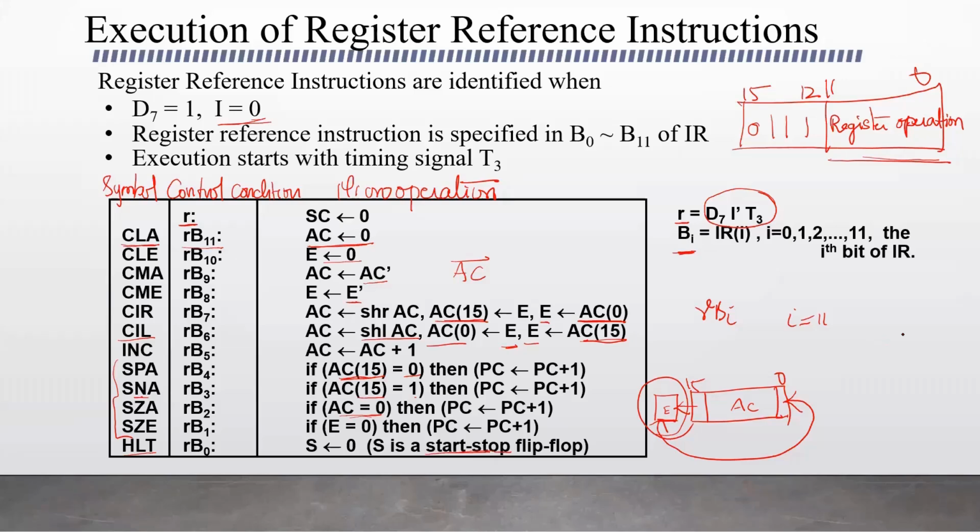So this way the register reference instructions are executed. The conditions are D7 is 1 and I is 0. Here we have shown the micro operations that are performed for every instruction.